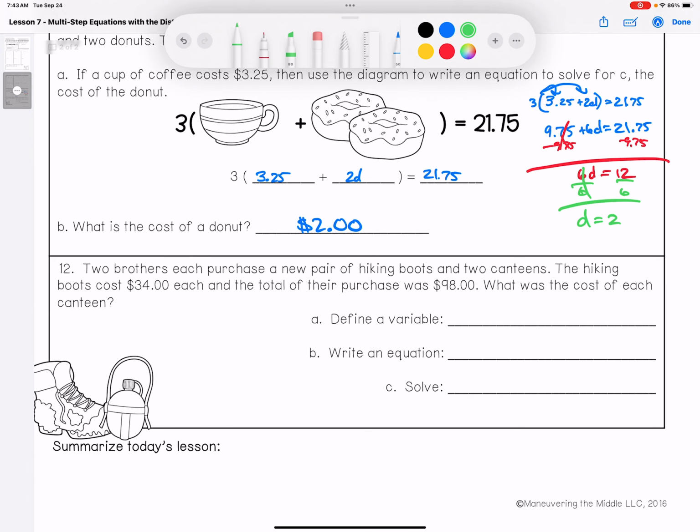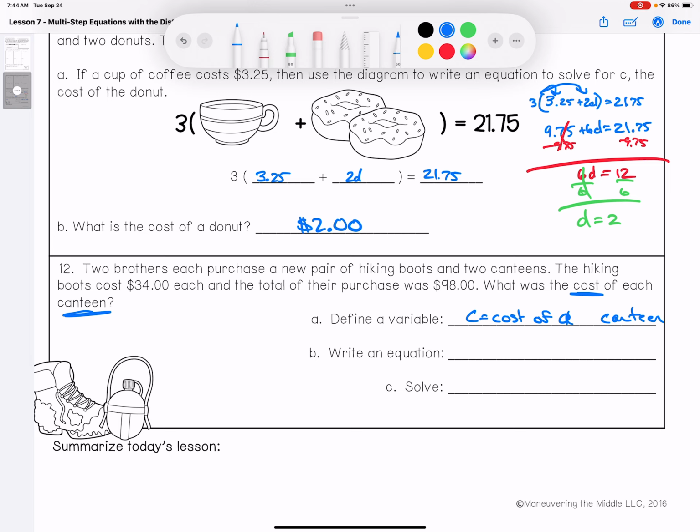Number 12. Two brothers each purchased a new pair of hiking boots and 2 canteens. The hiking boots cost $34 and the total of their purchase was $98. What was the cost of each canteen? So, what are we looking for? That's the first thing we always need to ask ourselves, and we're looking for the cost of the canteen. So we're going to use C for the cost of the canteen.